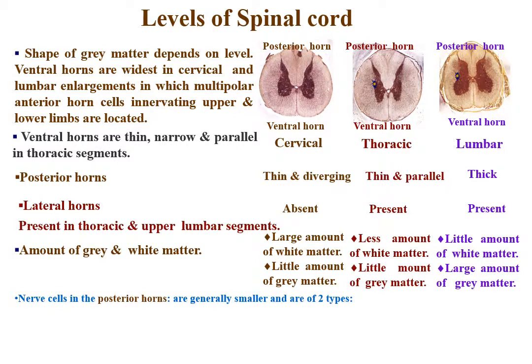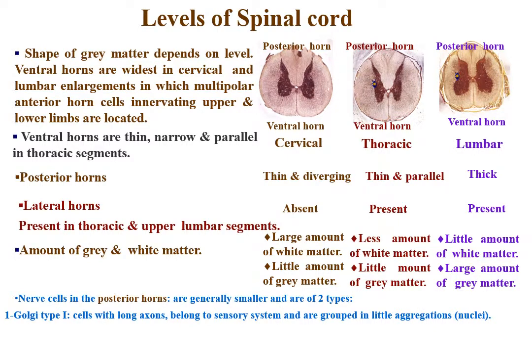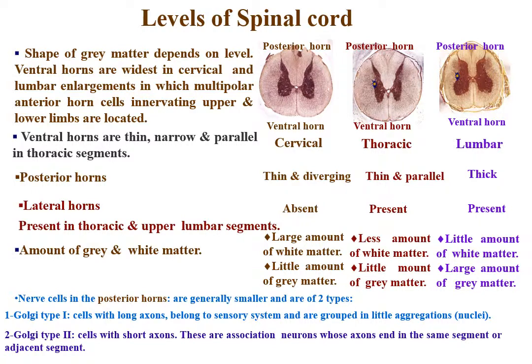Nerve cells in the posterior horn are generally smaller and are of two types. Golgi type 1 are cells with long axons. They belong to the sensory system and are grouped in little aggregations called nuclei. Golgi type 2 are cells with short axons. These cells are association neurons whose axons end either in the same segment or in adjacent segments.